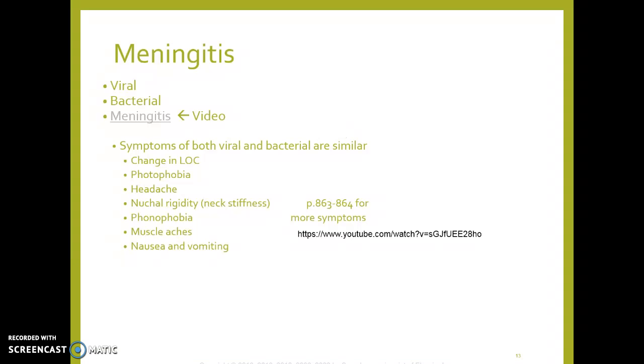And then so your symptoms of both viral and bacterial are similar. We're going to see things like a change in the level of consciousness, photophobia, remember what that is, that sensitivity to light, a headache, nuchal rigidity, this is neck stiffness, phonophobia, that's sensitivity to sound, muscle aches, nausea and vomiting. Pages 863 through 864 have more symptoms.